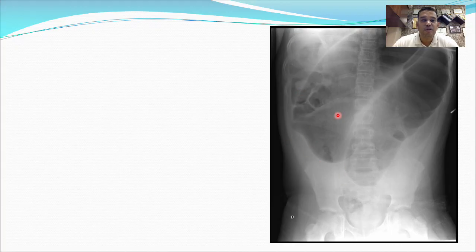Next, are you able to see the air fluid level? Not really. I don't see an air fluid level, but I'm able to see a centrally placed large dilated bowel loop. This is the caliper. This is the diameter of the large dilatation. You could see one, this is two. So this is the bowel loop, one loop of bowel. This is the entire bowel loop.